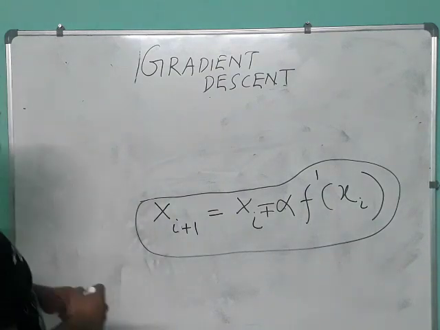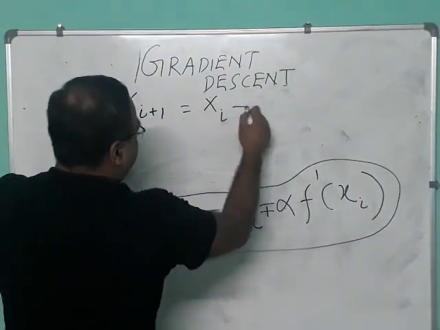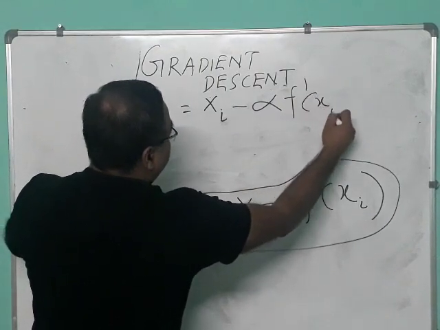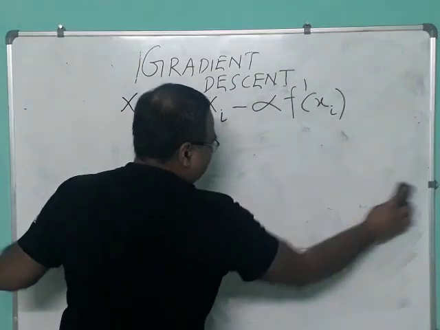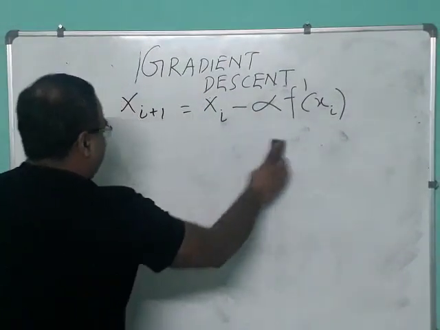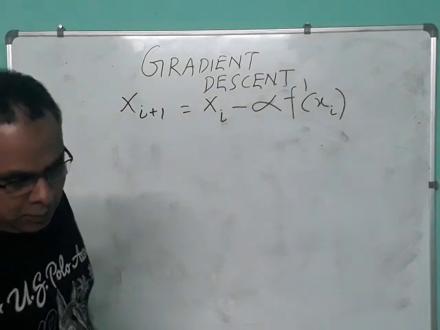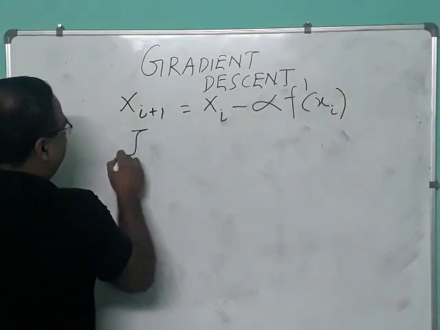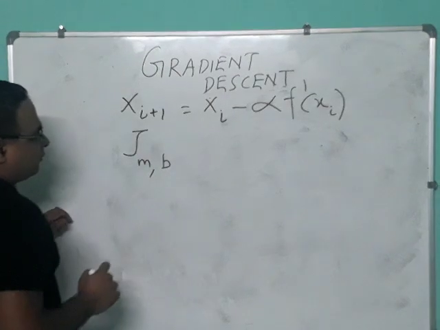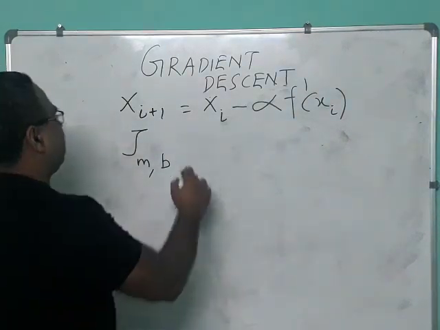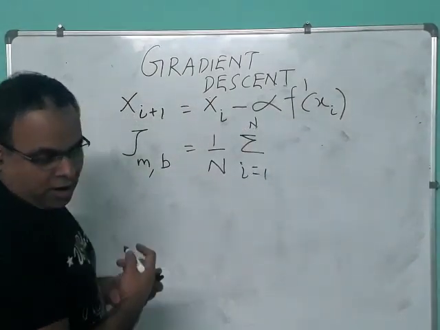So this is our equation: x i plus 1 is equal to xi minus alpha into f dash xi. This is the equation for gradient descent, derived by analyzing calculus and other methods. We put some wrong value and this is the conclusion we made for gradient descent. Now, the cost function is denoted by the letter J. It depends on the weight m and the bias, so it is dependent on two variables. It is equal to 1 by n sigma i is equal to 1 to n. You have this equation.